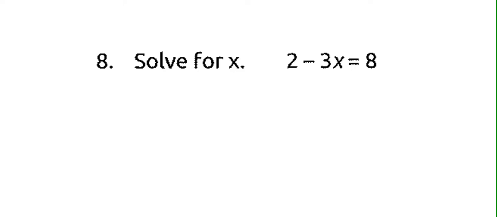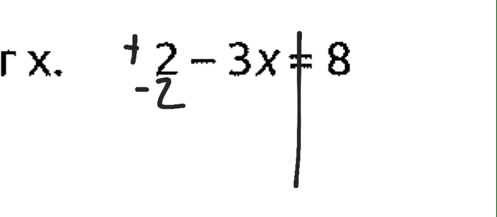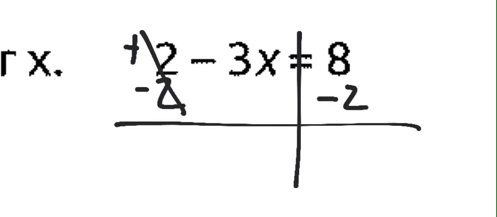Number 8, just another solving one. Gonna go right here, draw my line down the middle. Got to get everything away from the x. That 2 right there is positive. You've got to remember that. So I've got to subtract 2 on both sides. These 2 will cancel. On the left side, I'm left with negative 3x. On the right side, I have 8 minus 2, which is just going to be 6.